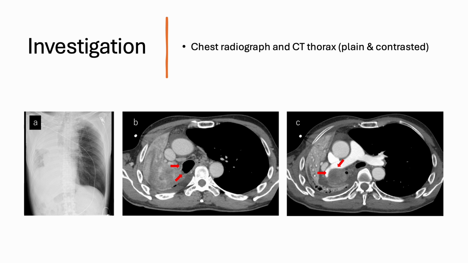The second image, panel B in the middle of the slide, shows that the mass is actually invading into the main bronchus, the right main bronchus. While the third panel, the contrasted CT thorax on the far right of the slide, shows that the mass is invading into the pulmonary trunk, and that could explain why the patient is having haemoptysis.